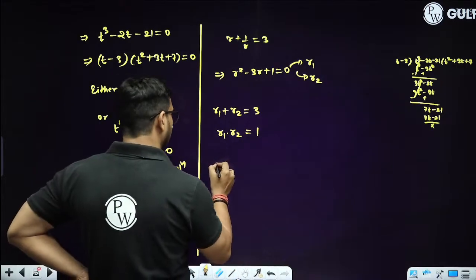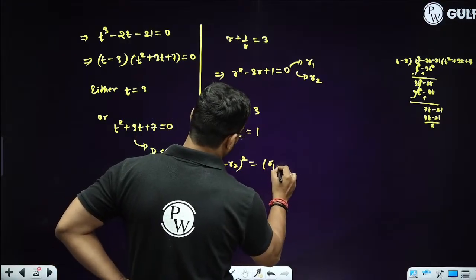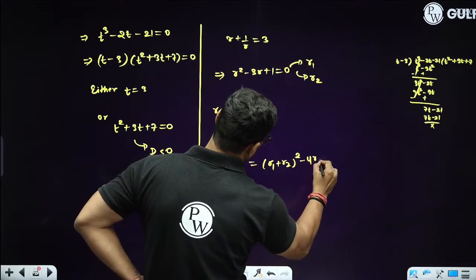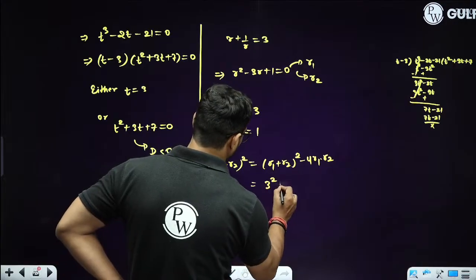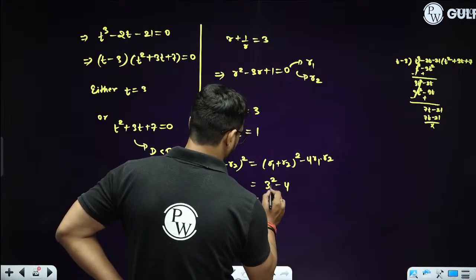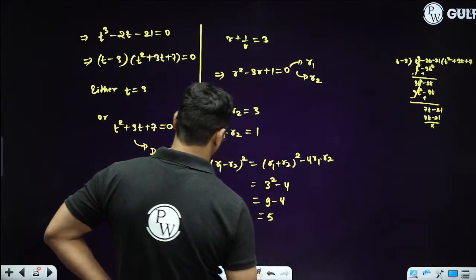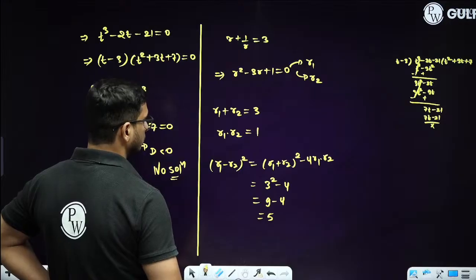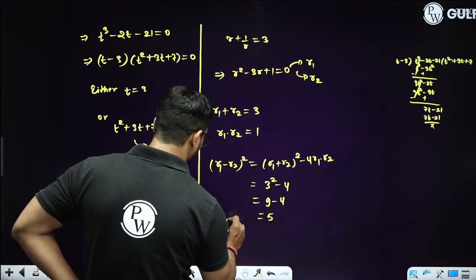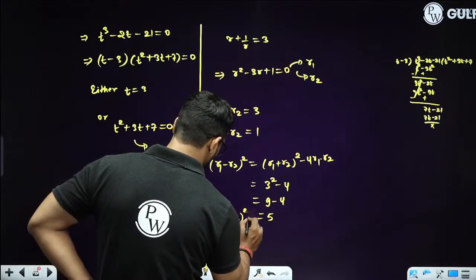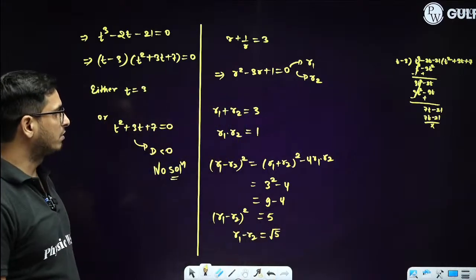Okay, so let's just find. Can I write (r1 minus r2) square equals (r1 plus r2) square minus 4 r1 r2? So this is 3 square minus 4, 9 minus 4, 5. So r1 minus r2 we have root 5, and we have r1 plus r2 also.